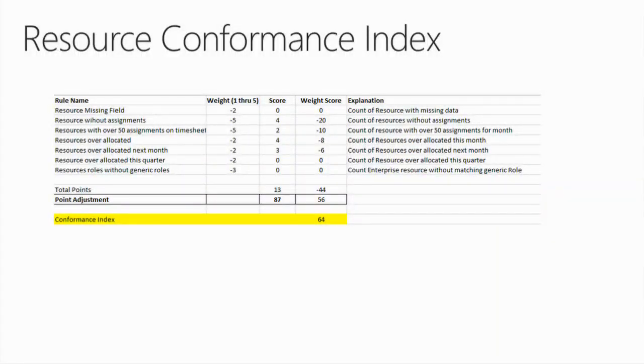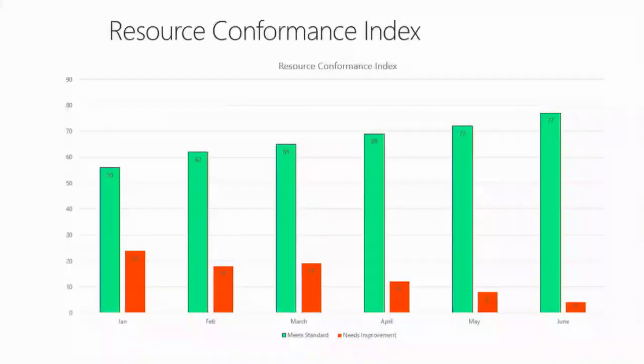Resources without assignments. Why do you have a resource if they don't have assignments? That would mean the resource manager might be doing a poor job, or the project managers don't know these resources are available. So if they're over allocated this month or way over allocated next month, you can come up with a score. And I do the same thing. I kind of weigh it, see what it looks like.